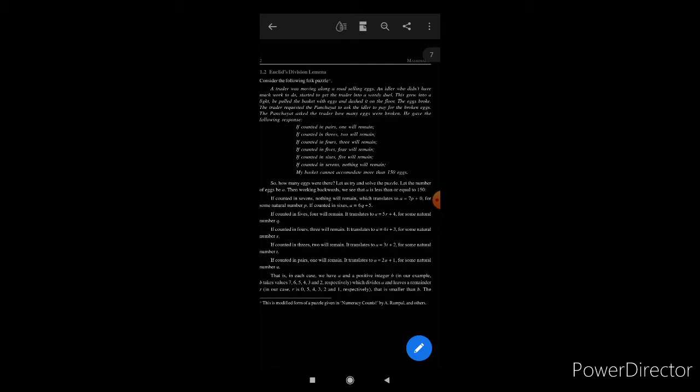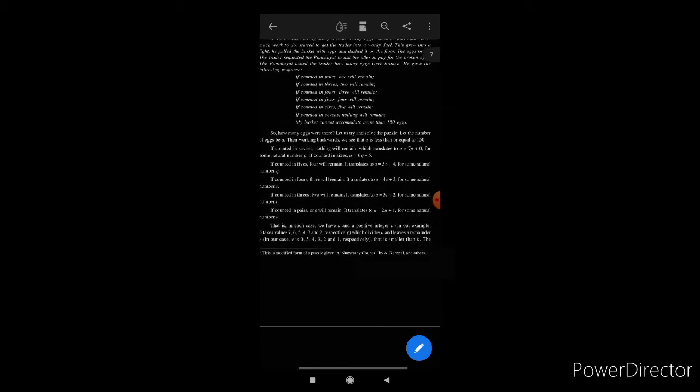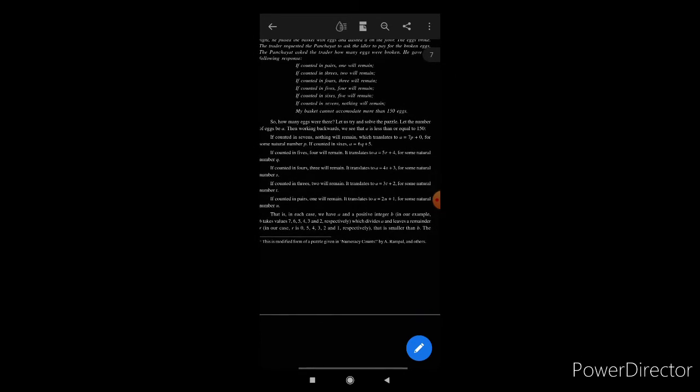If counted in 5, 4 will remain. It translates to a is equal to 5r plus 4 for some natural number r. If counted in 4, 3 will remain. It translates to a is equal to 4s plus 3 for some natural number s. If counted in pairs, 1 will remain. It translates to a is equal to 2u plus 1 for some natural number u.